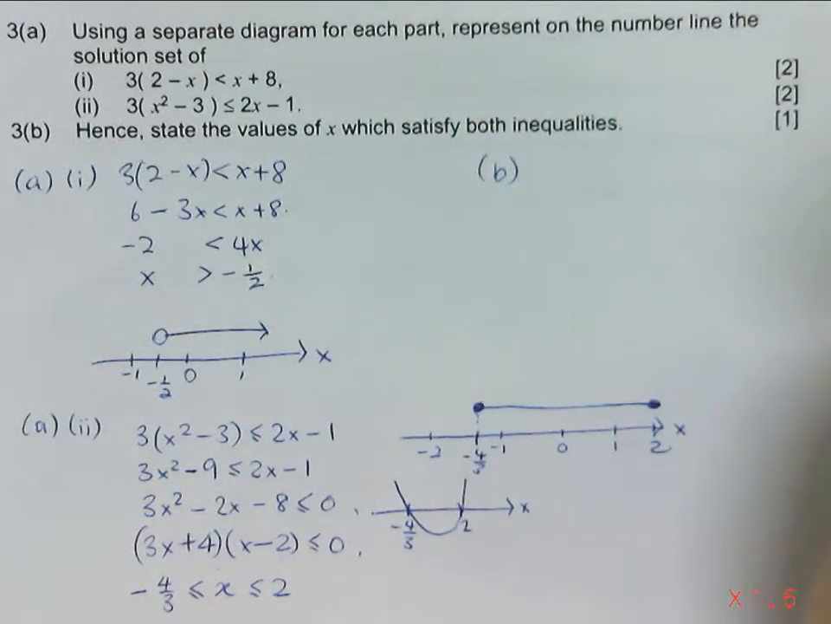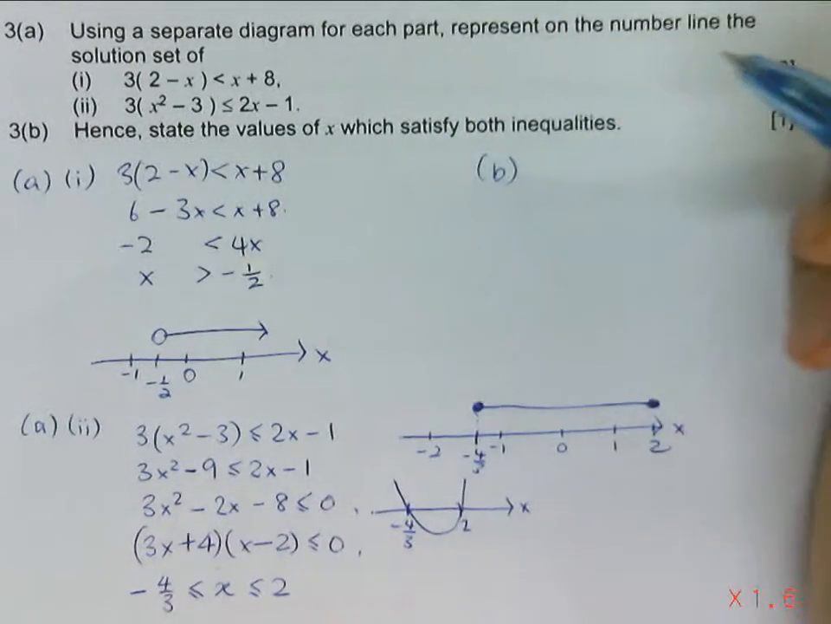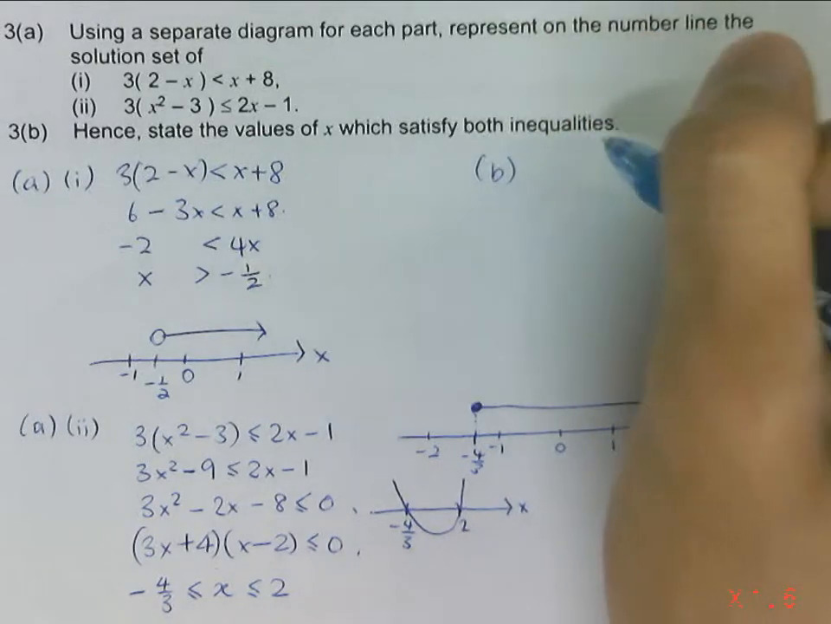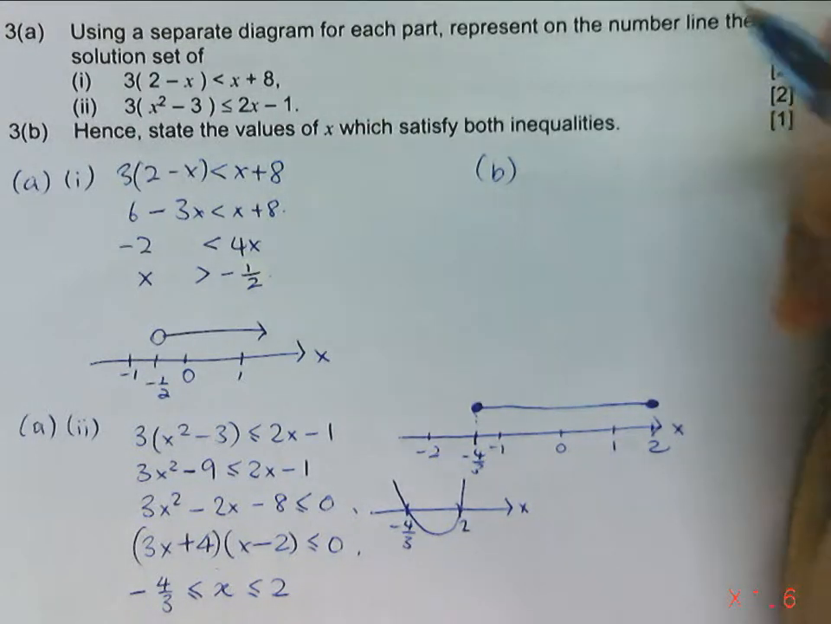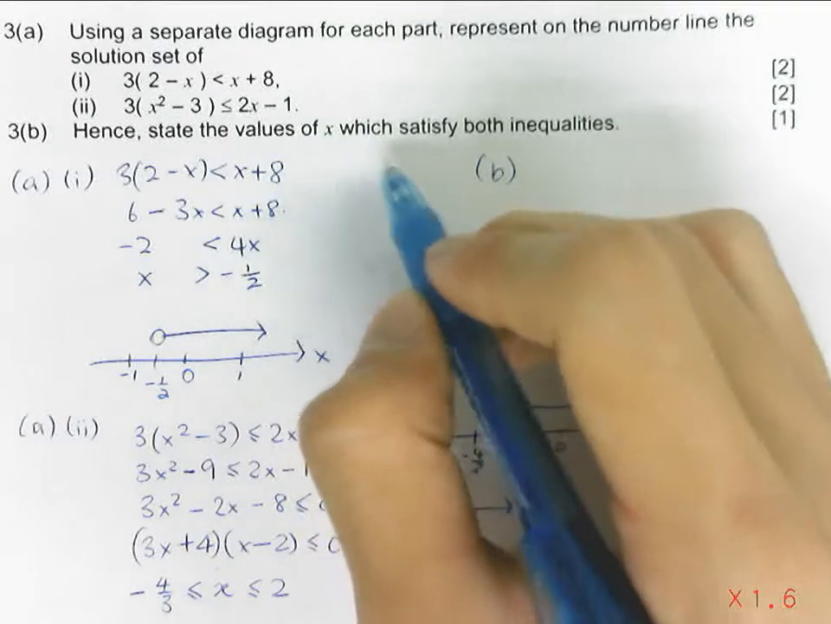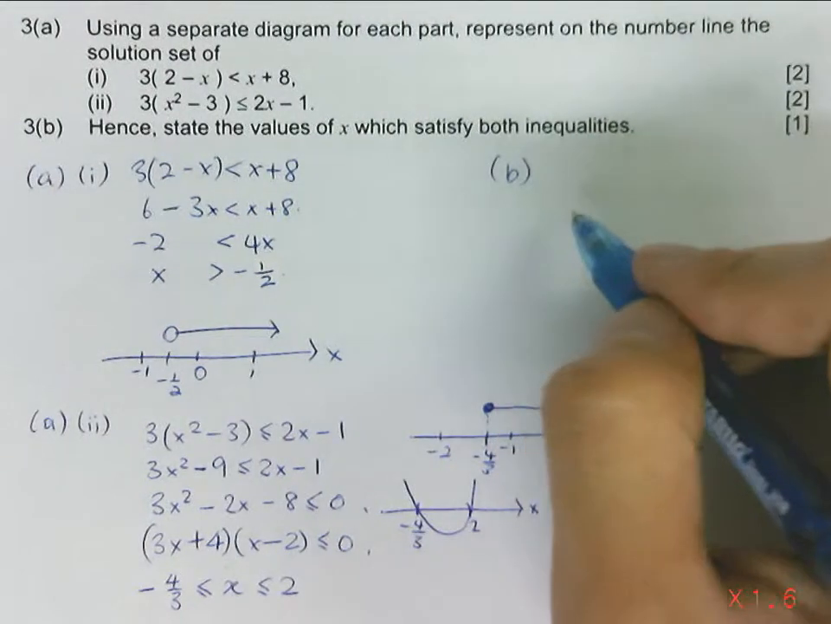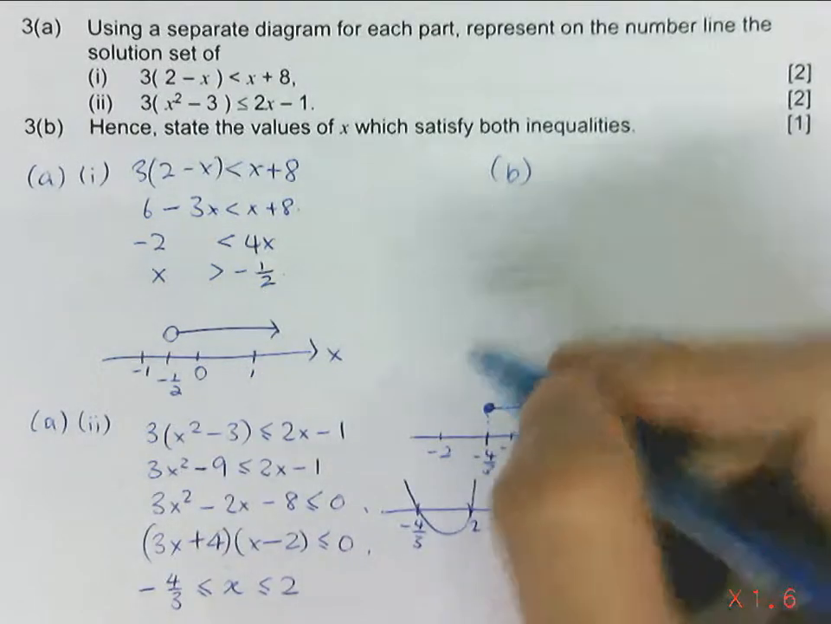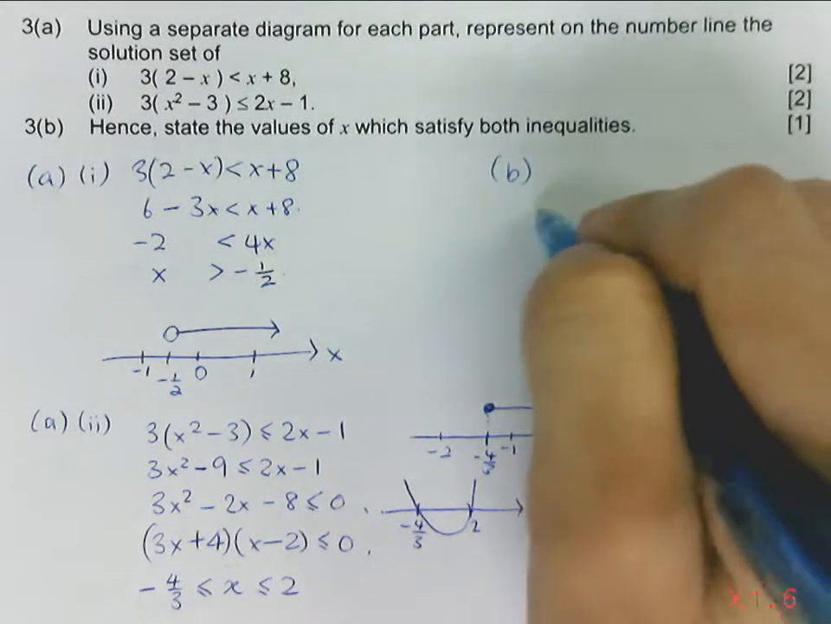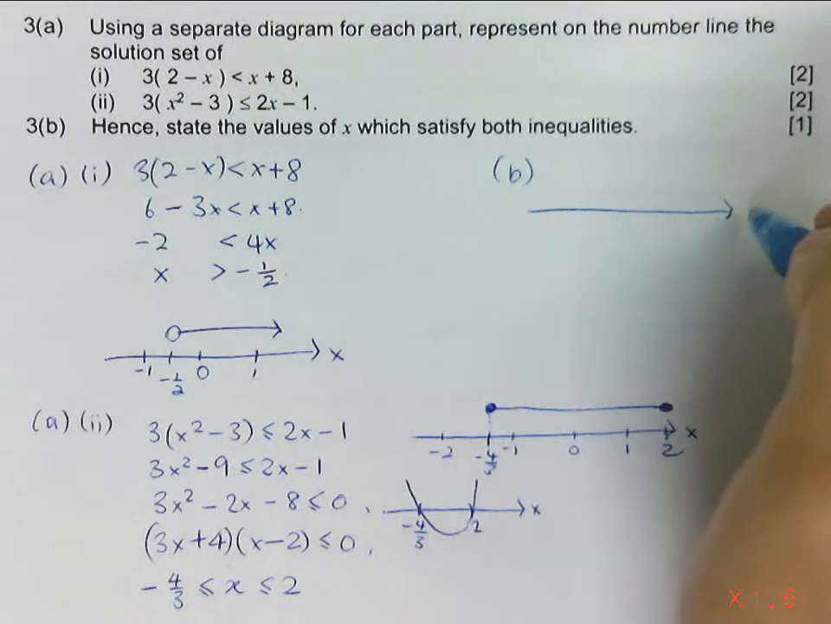Now part B simply states the values of x where it will satisfy both inequalities. Now these values of x for part B you can answer in terms of the range. So I will just combine both answers into one simple line graph, number line.